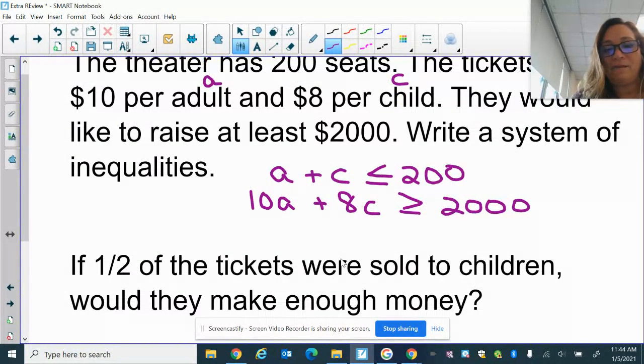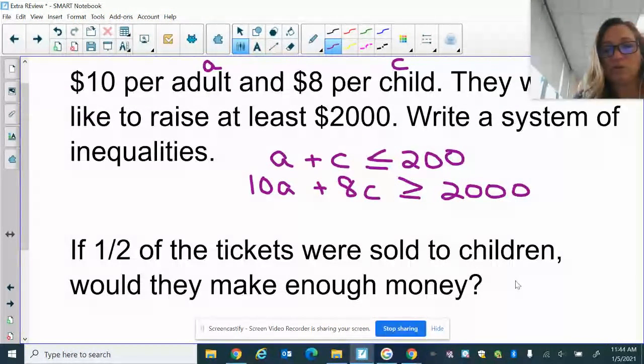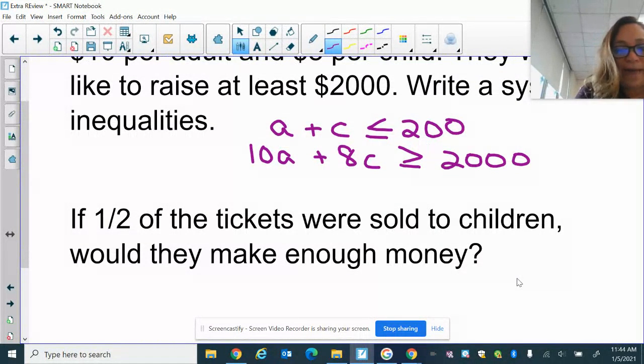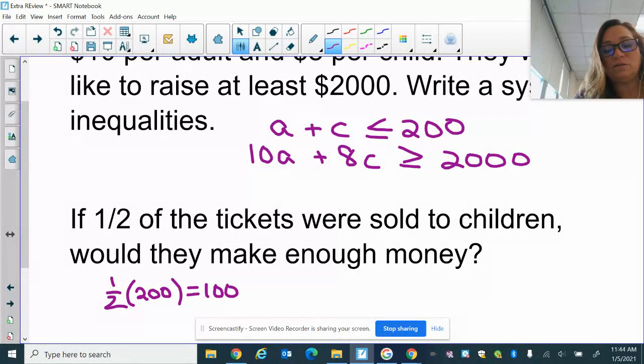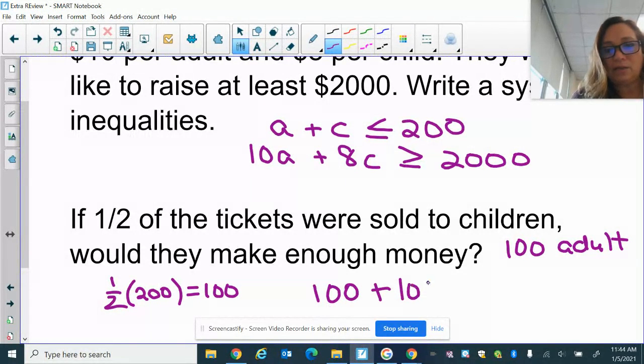Okay. If half the tickets were sold to children, assuming they sell out, half would be 100. So I'm going to say that there's 100 children's tickets. So if I have 100 children's, I have 100 adults. So 100 adults, 100 children. Okay, so that would make the first one true because 100 plus 100 is less than or equal to 200.